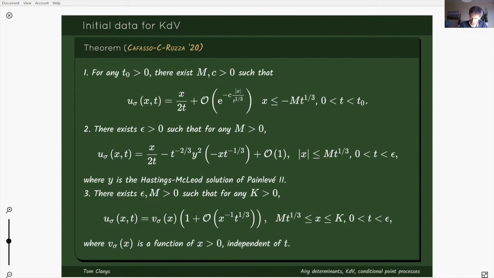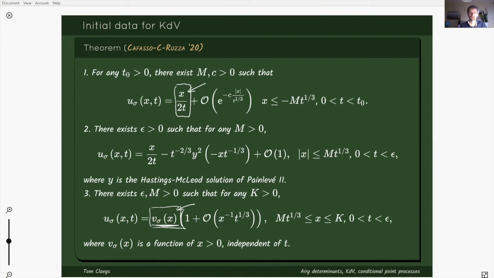So you recall maybe that we had singular behavior for negative values of x and regular behavior for positive values of x. And this is the same here. So we have the same type of singular behavior. We have a different type of regular behavior in the sense that this function that we have here is a function independent of t, but it depends on the function sigma. We have some further properties of it. It's in fact a solution to an integro-differential version of the Painlevé V equation. And we have some asymptotics for this function V sigma as well. But yes, the most important here is that it's independent of t.